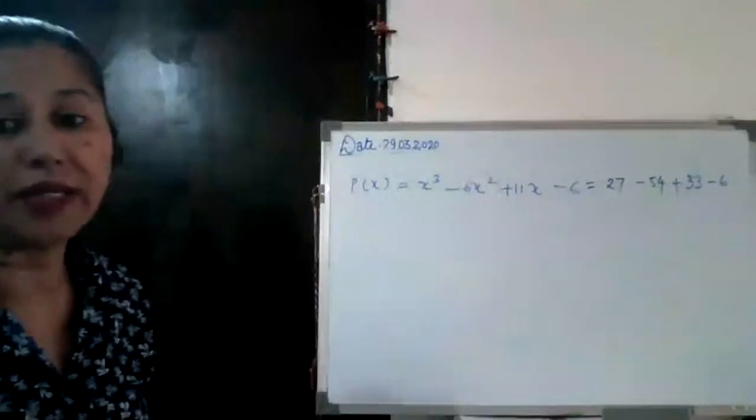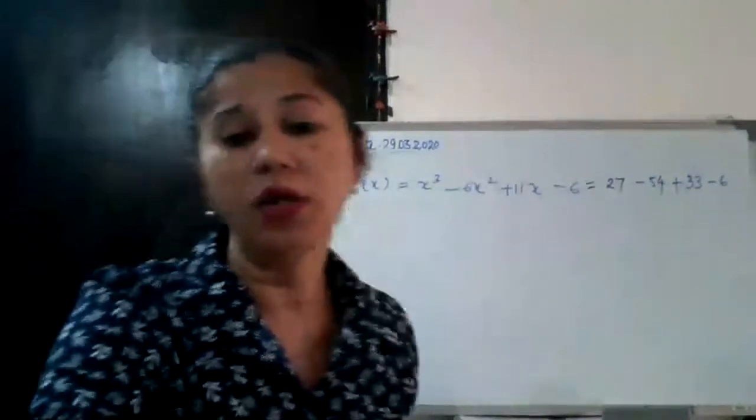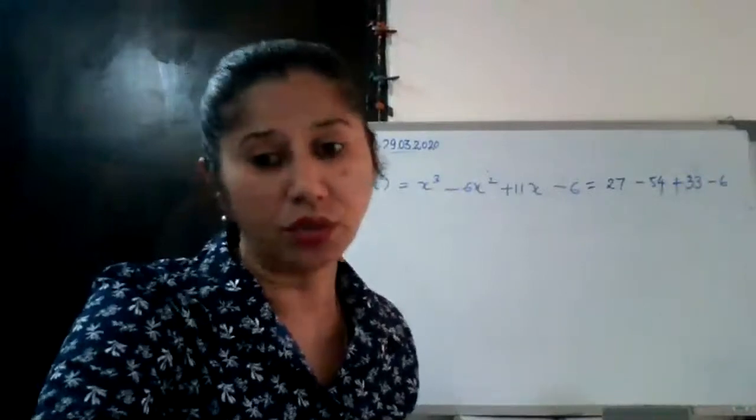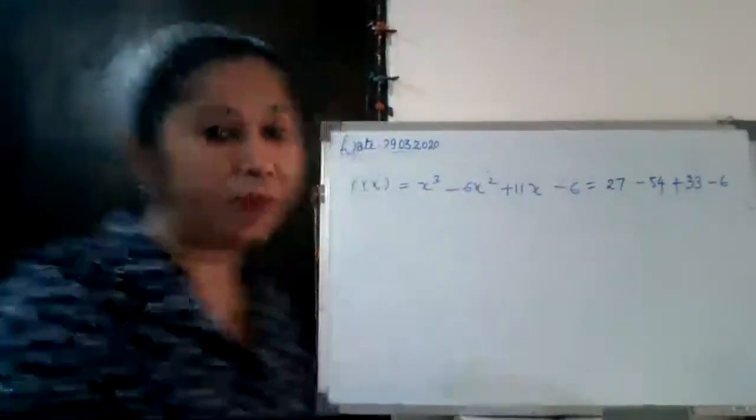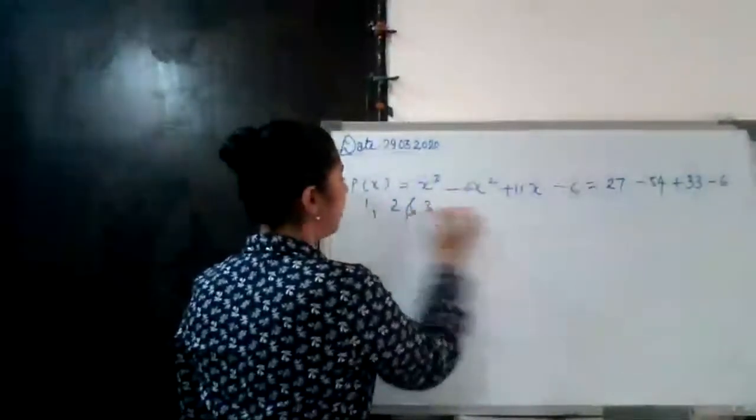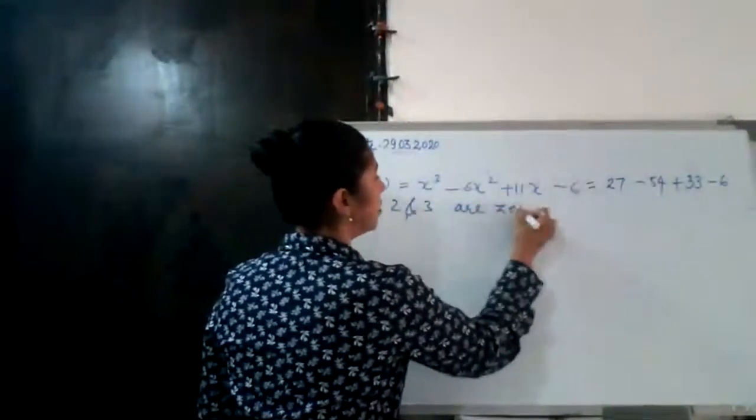Yes, you all are getting the correct answer. I think most of you are correct now. You're getting P of 3 as 0, right? So now pay attention here. So that means 1, 2 and 3 are zeros.